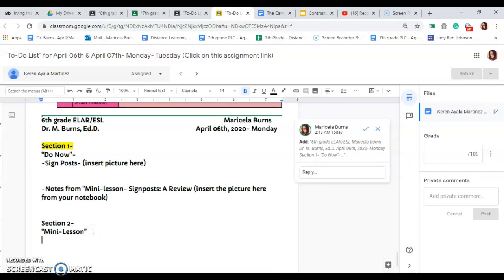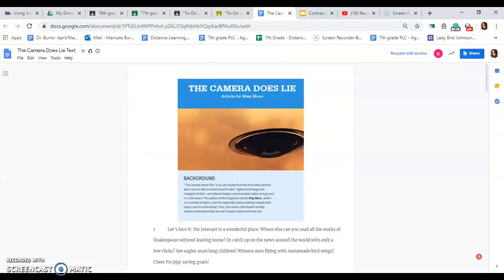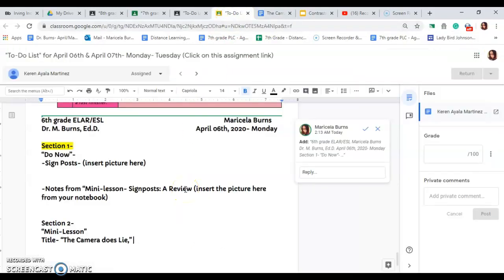So here we are, mini lesson. Since it is a title, go ahead and write title: The Camera Does Lie. And you need to write who it's by because that's always important. Article by Meg Moss. And it's important to write that it's an article because it's informational, and that's the author's purpose, to inform and explain.